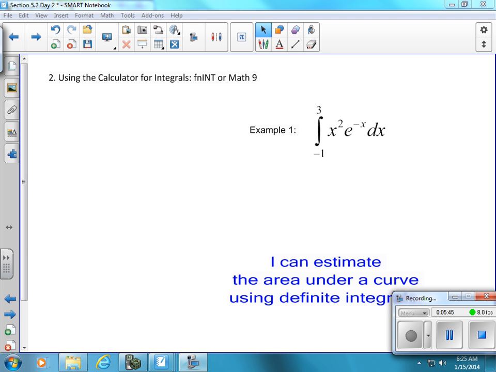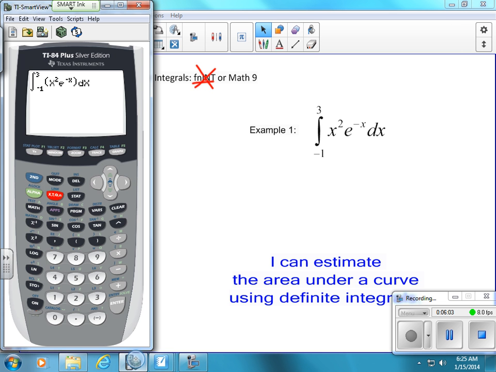Now back in the day, we used to have to use something called FNINT, function integral, and we had to put in arguments for numbers for it. But now on our calculators, Math 9, you don't really have to worry about that too much, but if you see it, it means the same as the integral on the calculator.